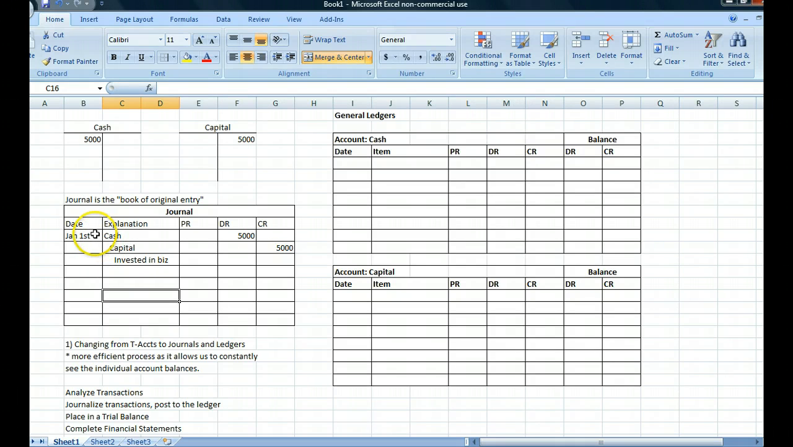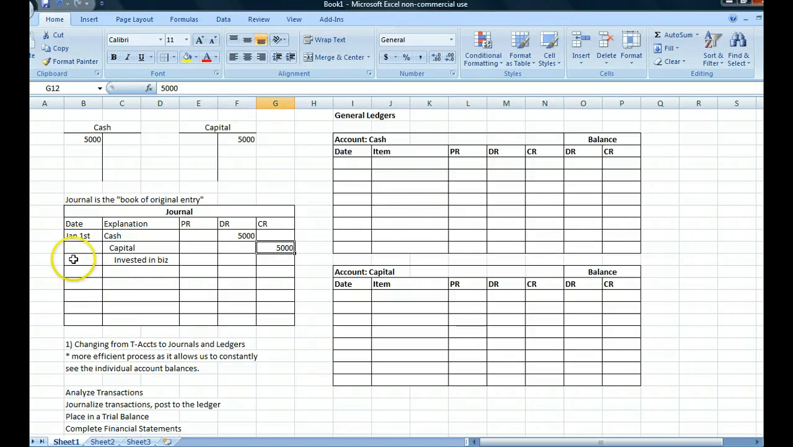It's just taking the transaction from T account form and putting it in a journal where I can see both accounts together in one spot and the entire debit and credit amounts. The other good thing about the journal is it shows me that both debits and credits equal right there.